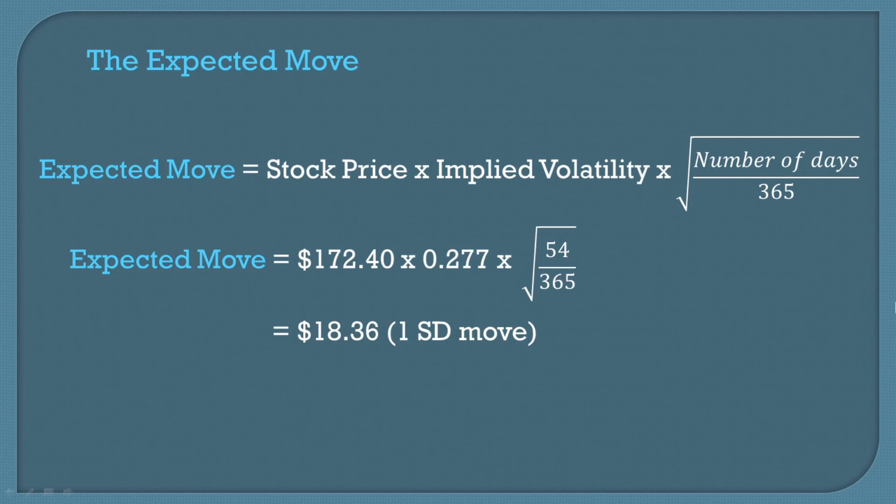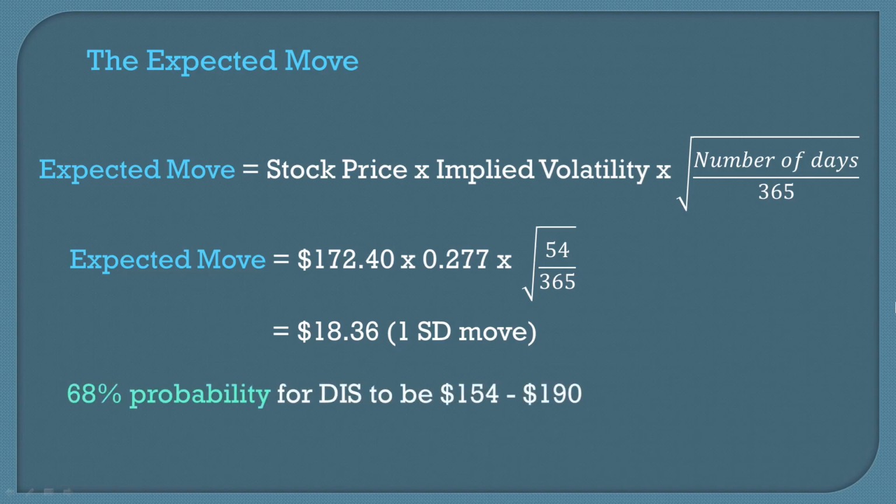Remember that implied volatility can only suggest the size of the move, but not the direction. So to find the price range, you will have to add and subtract one standard deviation from the current price. For the options expiring on 16 July, the current implied volatility is suggesting that there is a 68% probability Disney will be between $154 to $190, 54 days from now.